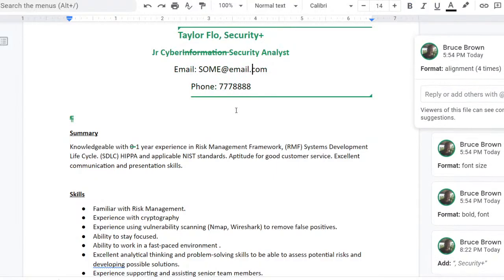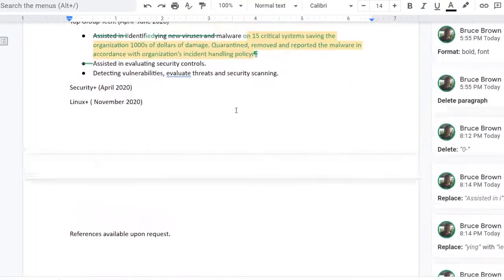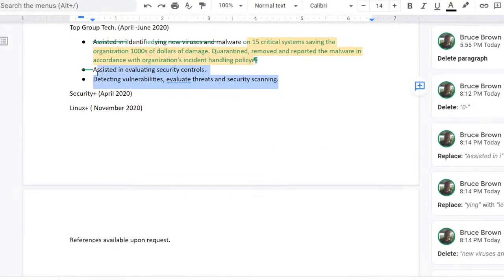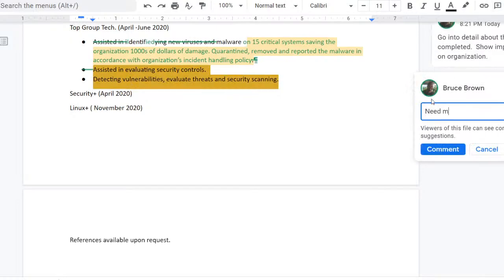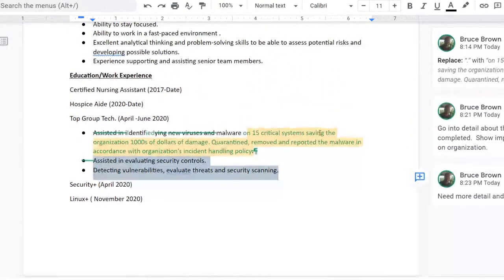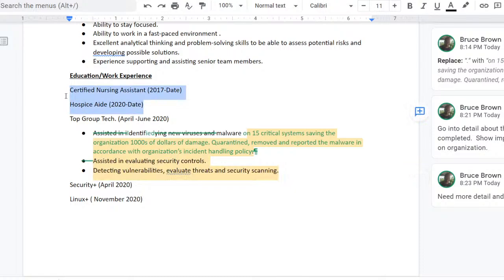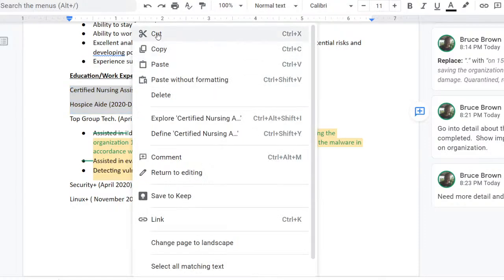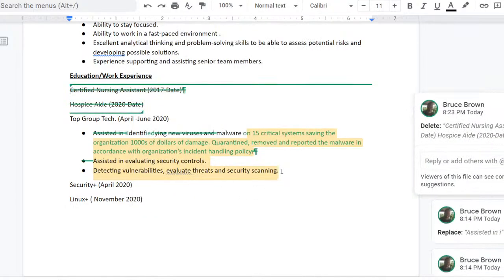Boom. Another thing is I need more detail. All of this needs more detail. So I'm just going to go ahead and tell her, hey, need more detail. Need more detail and impact. So that's what I would do. And these other items here should probably be down here.